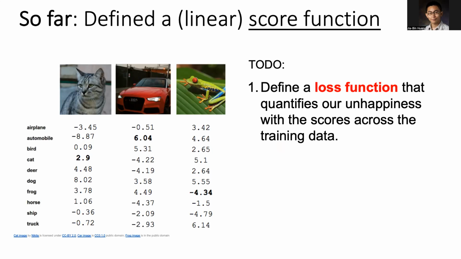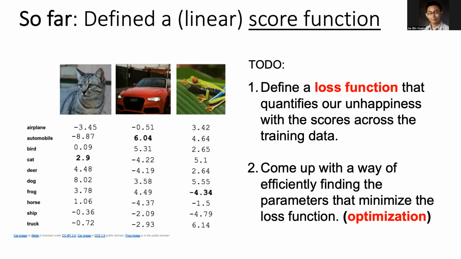So that's a loss function. And then we need to have a way to optimize that loss function with respect to the parameter W. Okay, so this is the optimization process. So we need to have a loss function, and then we need to have a way to optimize. So these three things together, we can set up a machine learning problem.